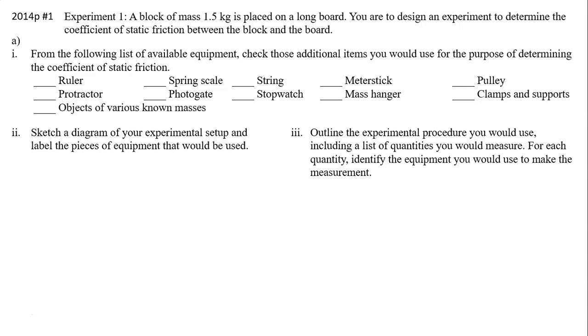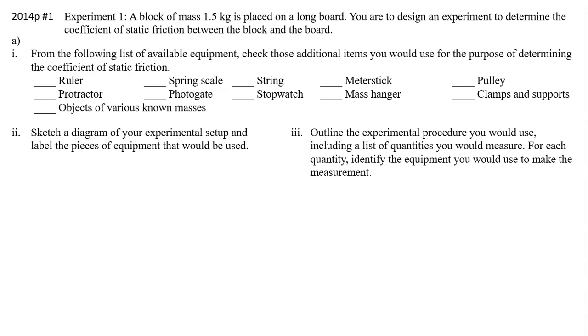Part A. From the following list of available equipment, check those additional items you would use for the purpose of determining the coefficient of static friction. So you are given a list. Number 2, sketch a diagram of the experimental setup and label the pieces of equipment that would be used. Number 3, outline the experimental procedure you would use, including a list of quantities you would measure. For each quantity, identify the equipment you would use to make the measurement. So in order to do part 1, you really need to think about part 2 and part 3.